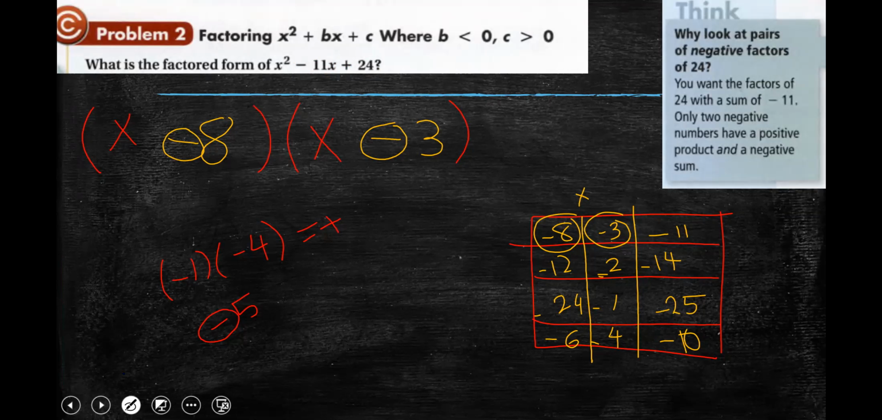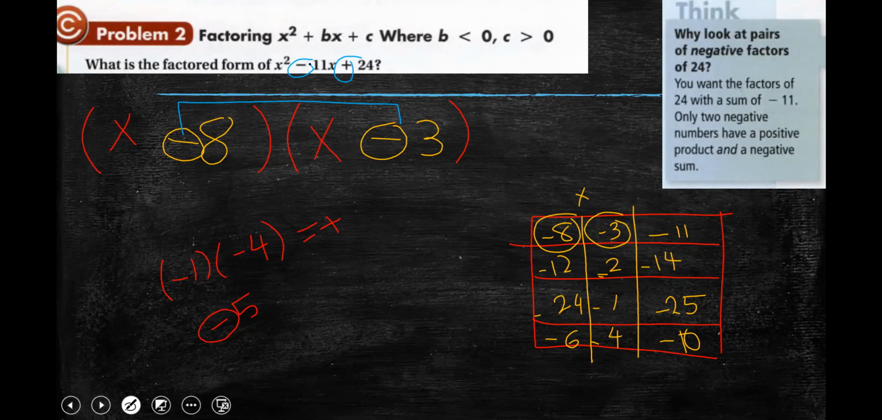After I put these numbers, I want to check the signs. If you multiply these two signs, negative times negative, you get positive. And if you add these two negative signs, you get a negative answer, which is negative 11. That's why I told you to be careful with the signs of C and B, because if B and C are both positive, you will think differently than if B is negative and C is positive.